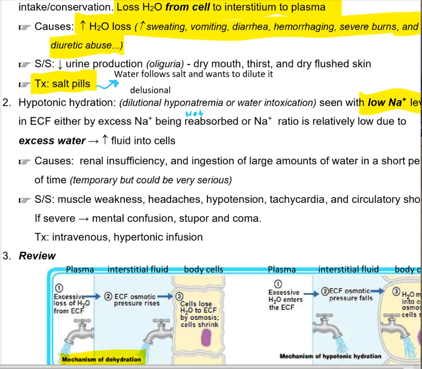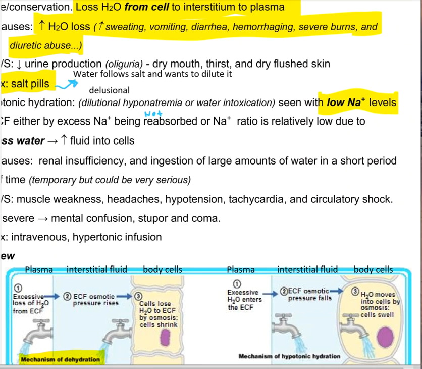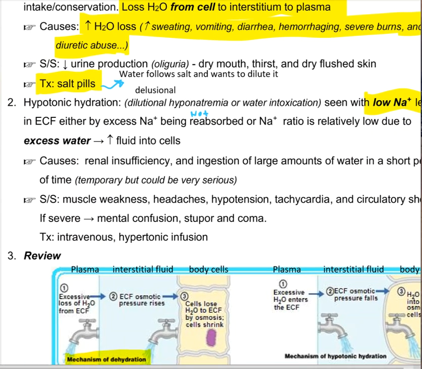Either excess sodium not being reabsorbed, or excess sodium being excreted by the kidney, so we're getting rid of sodium. That's kind of one possibility. Or the ratio is low due to excess water. Because if we have a lot of water, that just by default dilutes all the solutes. All right. And so when we have excess water, and this is usually the more common one, a lot of fluid goes into the cells.